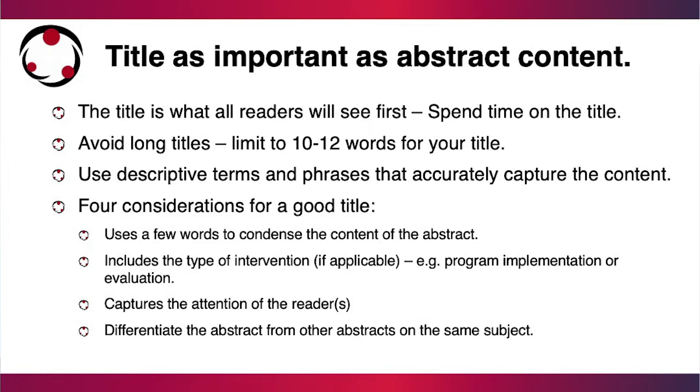There are 4 important aspects for a good title. First, it uses few words to condense the content of the abstract. Don't try to summarize the whole abstract into your title. It includes the type of study, for example, a program implementation or evaluation. It captures the attention of the reader, and most importantly, it helps to differentiate your abstract from other articles on the same subject. What is it about your research that is new or different from other studies?